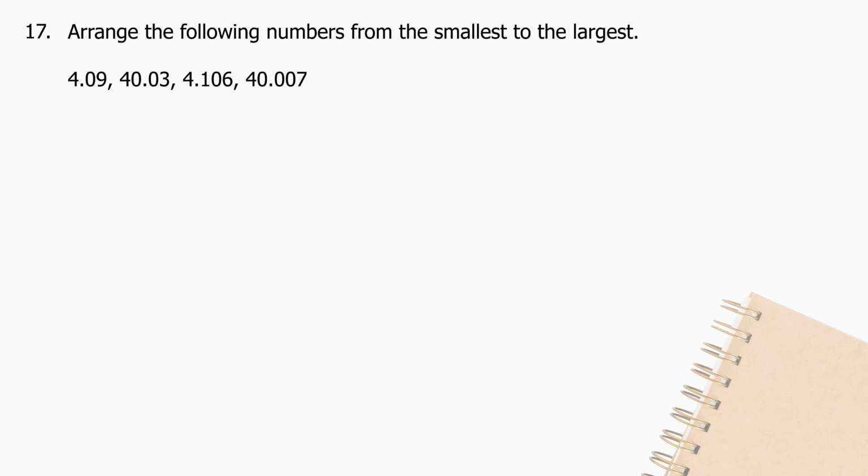Question 17. Arrange the following numbers, from the smallest to the largest: 4.09, 40.03, 4.106, 40.007.